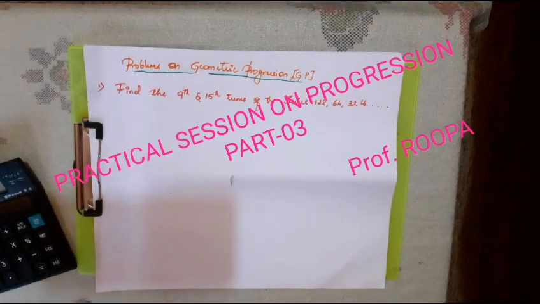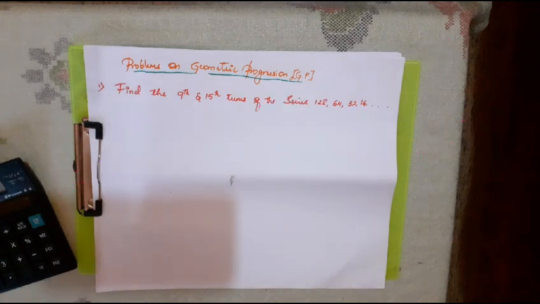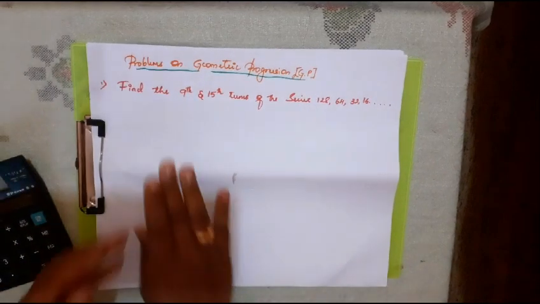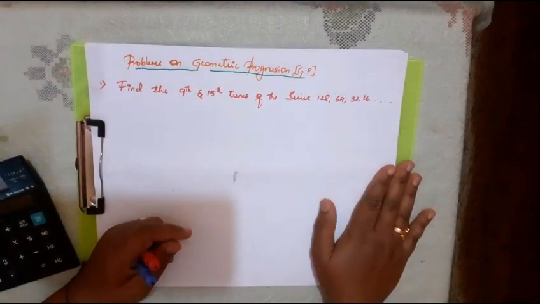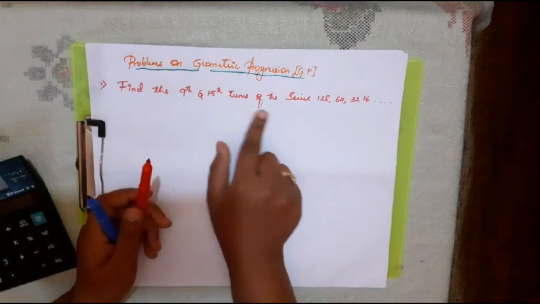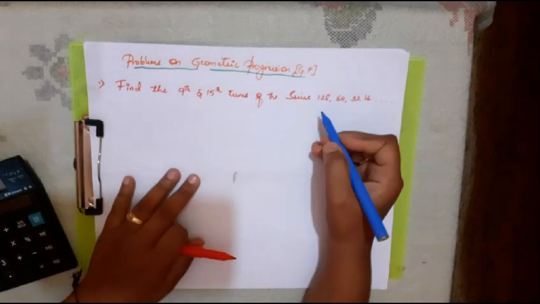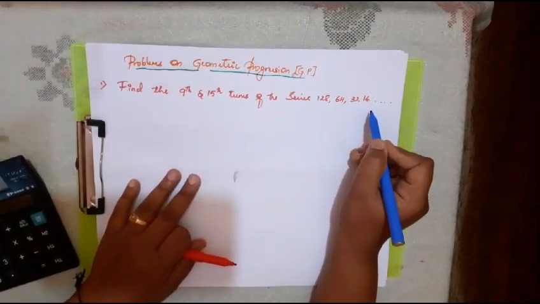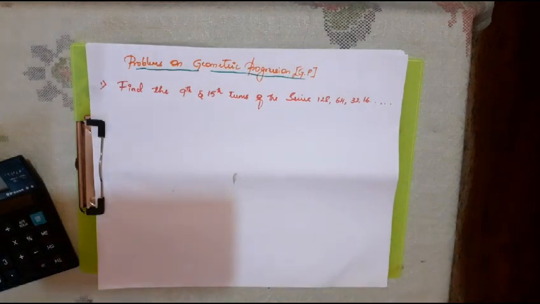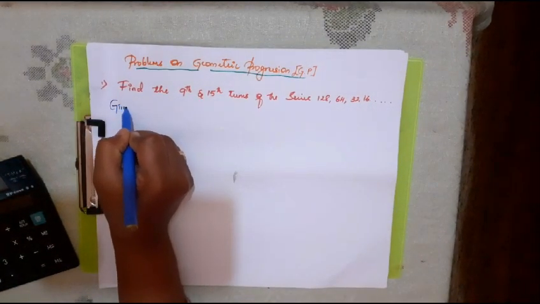So today we are taking up the next concept in the fifth chapter, that is geometric progression. In this, the first topic is the calculation of the nth term. Find the 9th and 15th term of the series 128, 64, 32 and 16 that they have given. Let us take the given information aside.